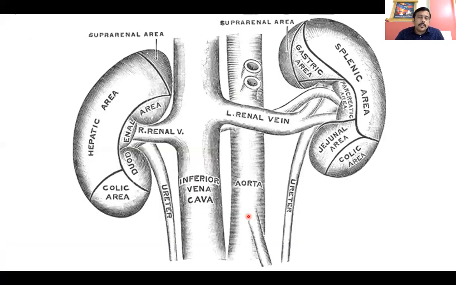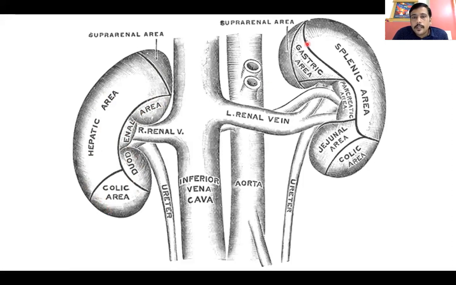So you can see in this picture here, the anterior surface of both kidneys. On the top of the anterior surface we have the suprarenal gland, and there's a large area including the lateral border of the right kidney. We have the hepatic area where the liver is related, that is the right lobe of the liver. Then we have the duodenal area near the hilum and the medial border, that is the second part of the duodenum here. And there's a colic area where the hepatic flexure of the colon is being related here.